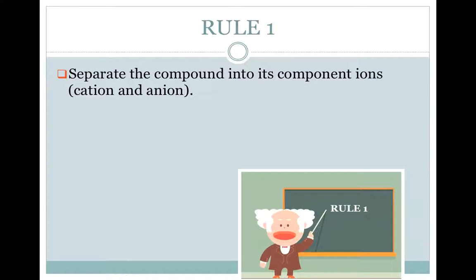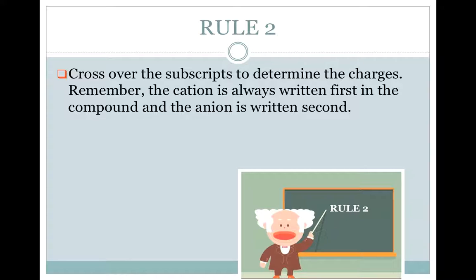Rule 1. Separate the compound into its component ions, the cation and the anion. Remember, the cation is always written first, the anion is written second. The cation will always be the metal, the anion will always be the nonmetal. The second rule is cross over the subscripts to determine the charges. So we're going to do reverse crisscross. Remember, the cation is always written first in the compound and the anion is written second. So the first element is going to have a positive charge of some sort. The second element is going to have a negative charge.